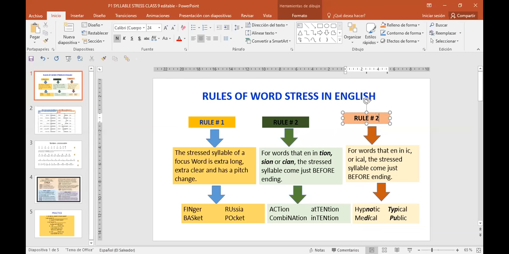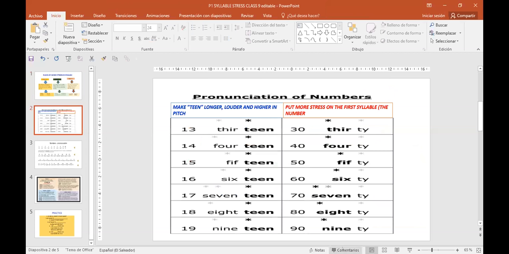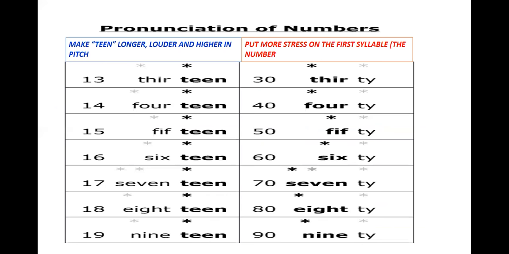Ahorita se siente así como un poco raro porque lo estamos haciendo bien básico con palabritas. But now you will listen with numbers. For example, in this case, make the teen longer, louder, and higher in pitch. For example, 13, 14, 15, 16, 17, 18, 19. Okay, in this case, you put more effort in the teen, right? Because if you don't pronounce well, this can be confused with 30. Si no pronunciamos bien el 13, se puede confundir con el 30.